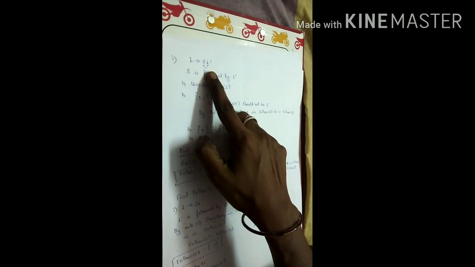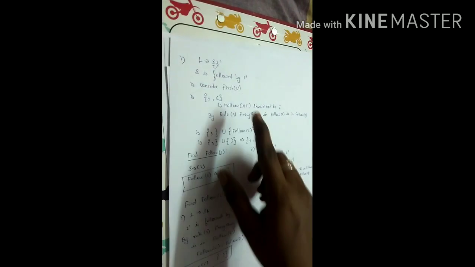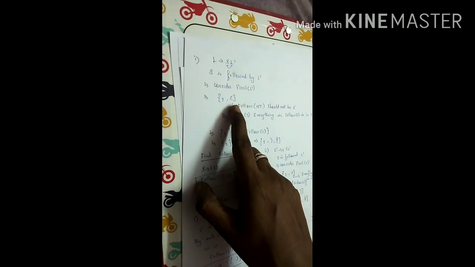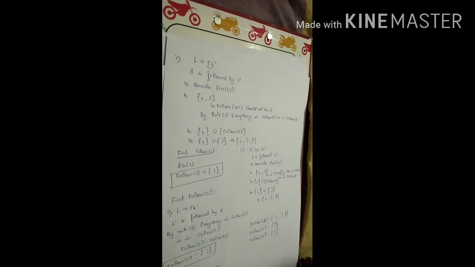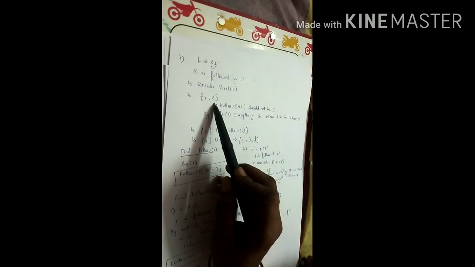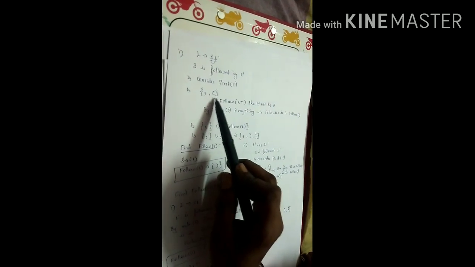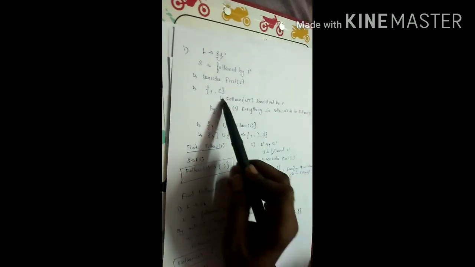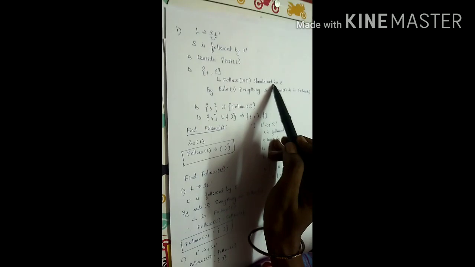Here we need to consider the first of L dash as per rule. The first of L dash is comma and epsilon. Follow should not contain the epsilon symbol. So we need to eliminate this epsilon. Follow of a non-terminal should not contain epsilon.